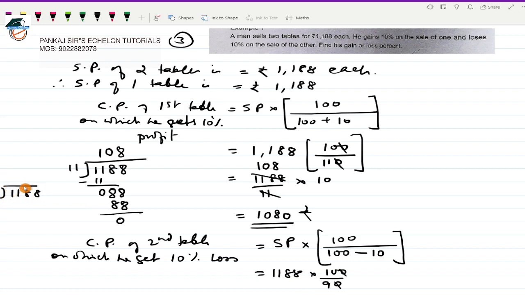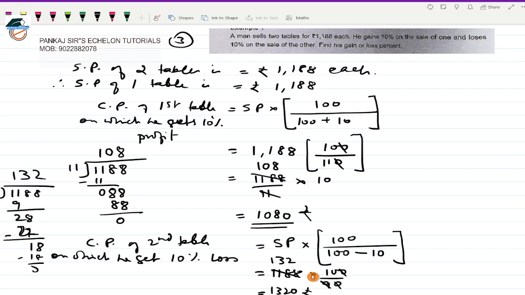1188 divided by 9. 9 1s are 9. Remainder is 0. Take down 8. So 9 3s are 27. 28 minus 27 is 1. Bring down again this 8. 9 2s are 18. Okay. Over. So the answer is 132. 1188 divided by 9 will be 132. This 132 you have to multiply by 10. So it will be 1320. This is the cost price.